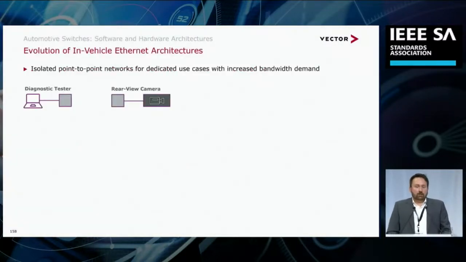So first of all, a little bit of history. How did we introduce Ethernet into the vehicle? It started, I think, at most of the OEMs, with isolated point-to-point networks. These gray boxes are ECUs, and they have a single link connected to some sensor or to a diagnostic tester, for example. And we just introduced this to have the increased bandwidth in place.